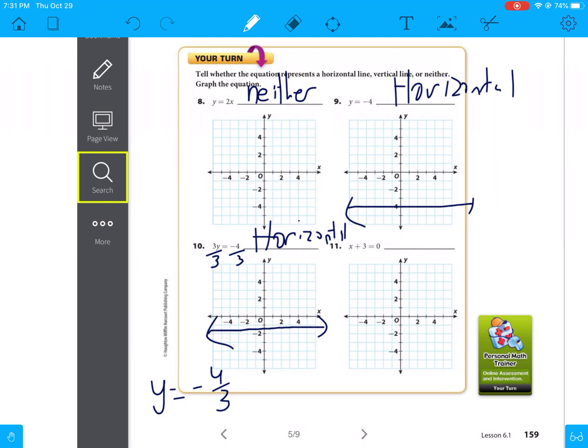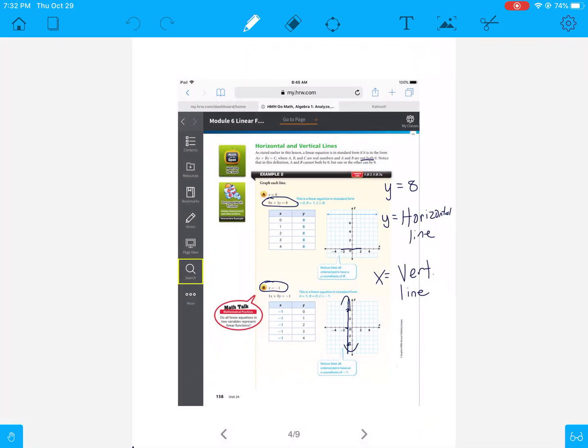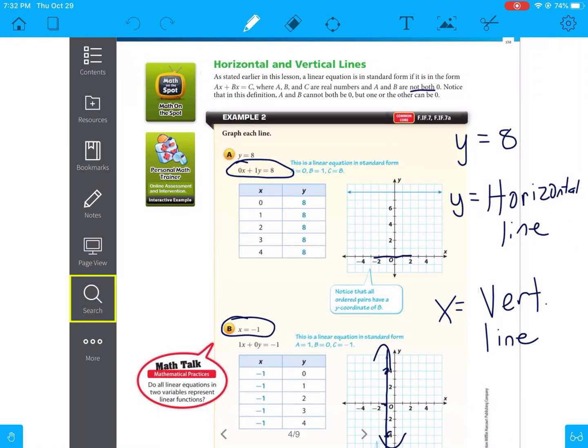Now, if you look, x minus 3 equals 0. There is not a y there, so you can assume your y is 0. If you solve for x, it's going to be 3. Actually, x equals 3 is a vertical line. So you should have in your notes, if it is a y equals, it's a horizontal line. If it's x equals, it's a vertical line.